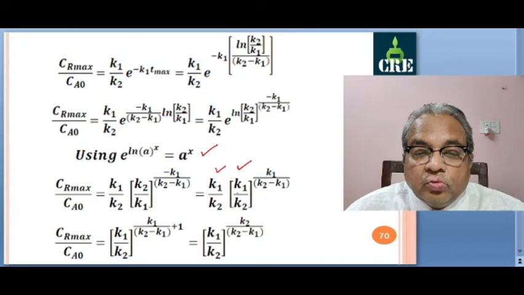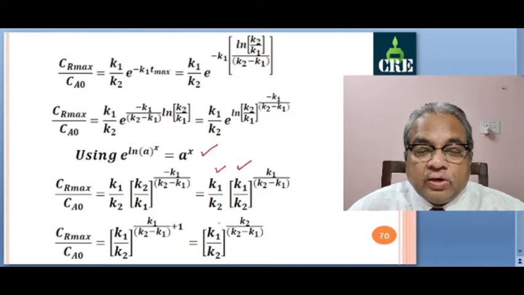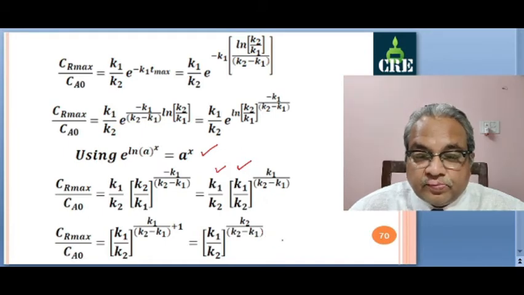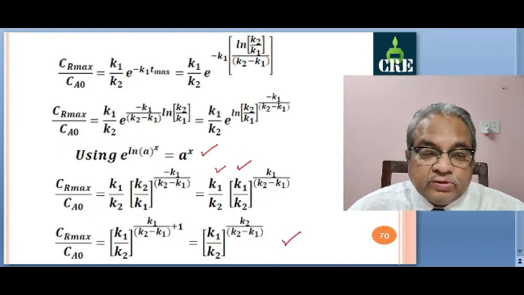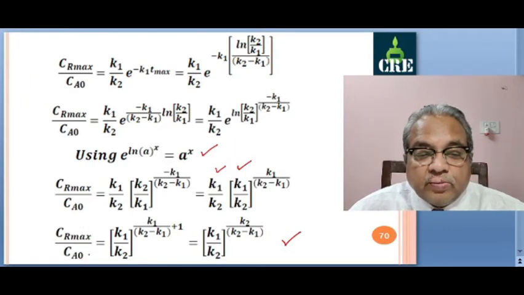So k1 by k2, same term, and I can add these two indices, k1 by k2 minus k1 plus 1. So if you solve this, k1 will cancel out and we finally get k2 by k2 minus k1. So this simple expression we get for CR max by CA0, or you can say CR max is equal to CA0 into k1 by k2 raised to k2 by k2 minus k1.